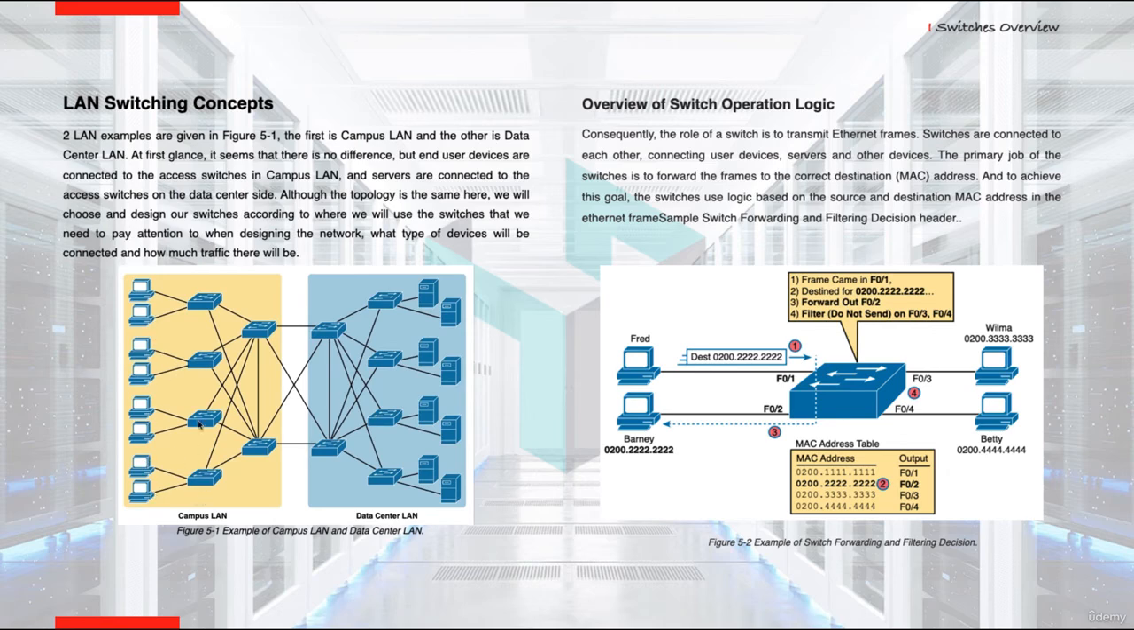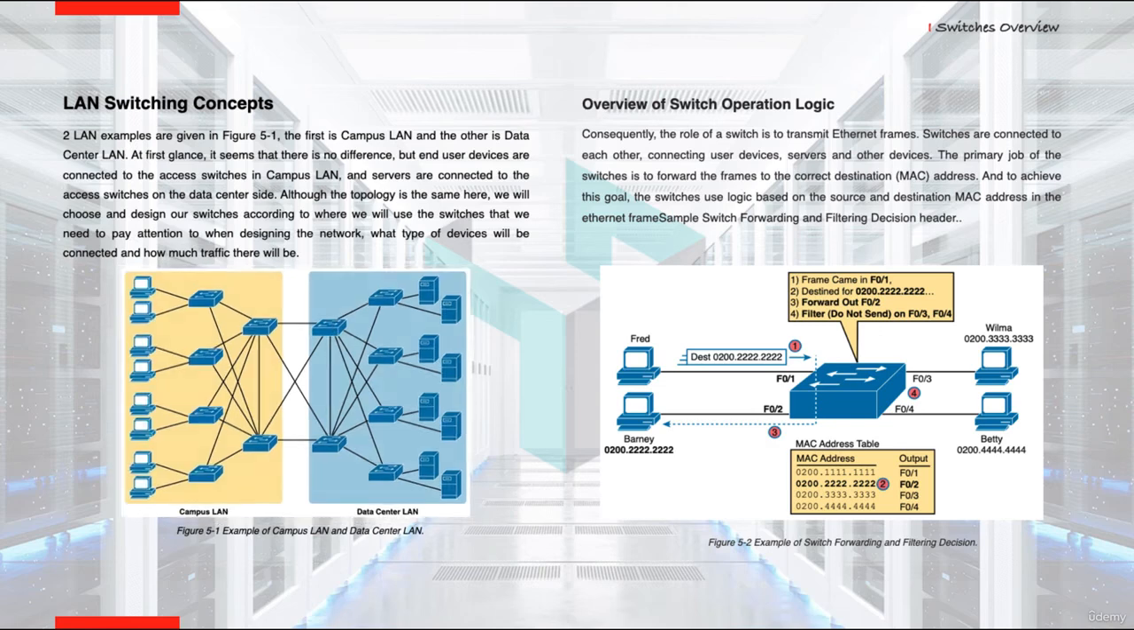We call the switches that the end users connect to access switches, in the same way that the switches that the servers connect to on the data center side are also called access switches, and the switches to which we connect access switches are called distribution switches. Terms such as distribution switch, access switch, and core switch will be addressed one by one in the network architecture section. When we design our network, we need to pay attention to how much traffic will be in our network and what kind of devices will be connected to our switch.